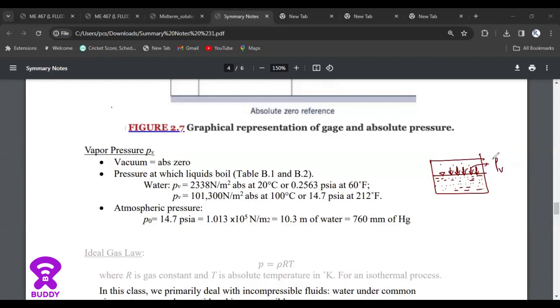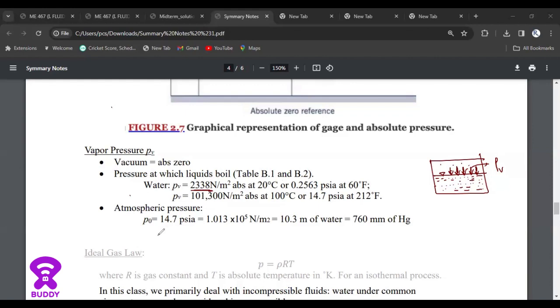Getting my point? Vapor pressure means the pressure exerted by the vapor onto the liquid surface, above the liquid surface. We also call it the pressure at which the liquid will start doing what? Boil. The boiling of the liquid starts taking place at the vapor pressure. What is the value of the vapor pressure for water at 20 degrees centigrade? 2338 Newton per meter square. You don't need to remember it. I'm just telling you for the differences.